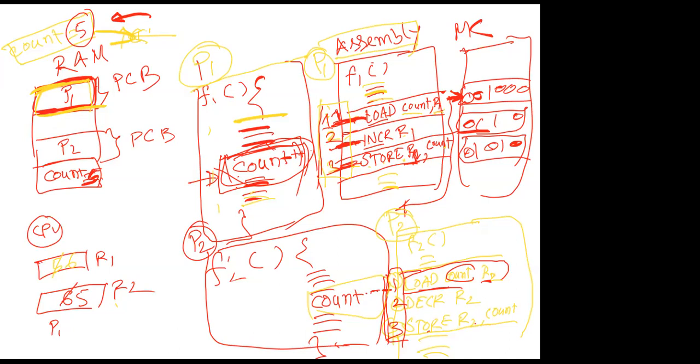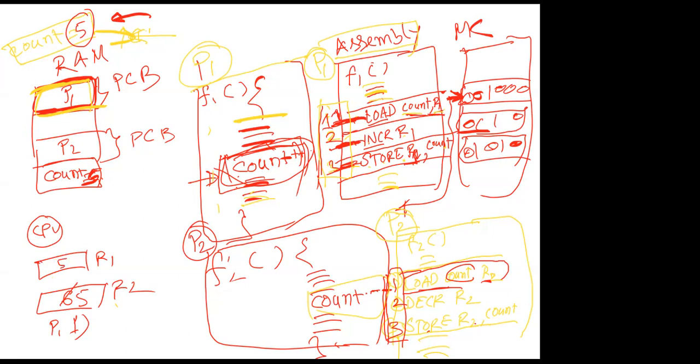Now let's consider some other sequence. Let's say process P1 executes line 1. Line 1 means it will load the count value to register R1. The count value is currently 5, so 5 will be stored in R1.